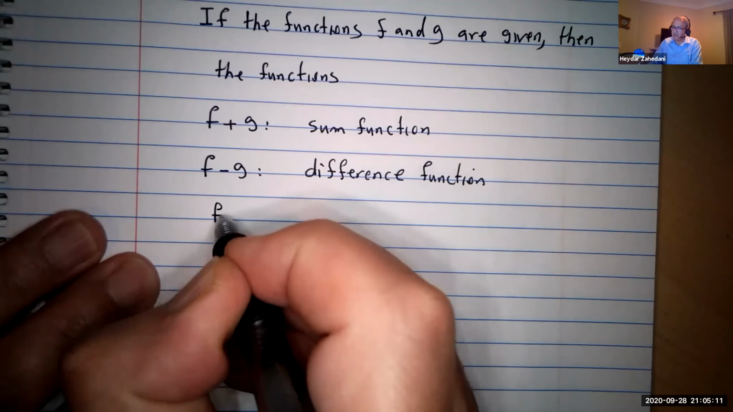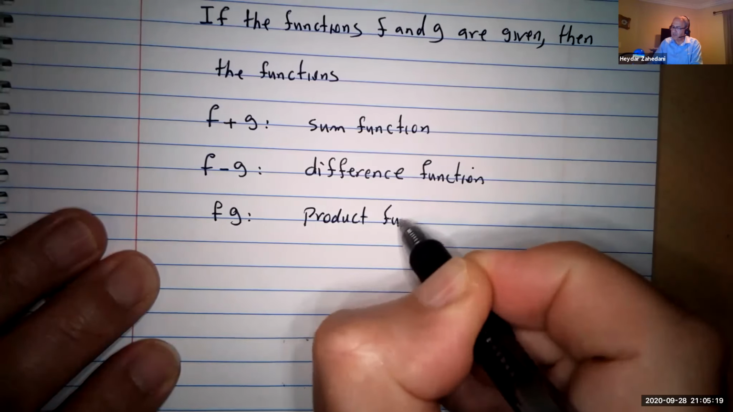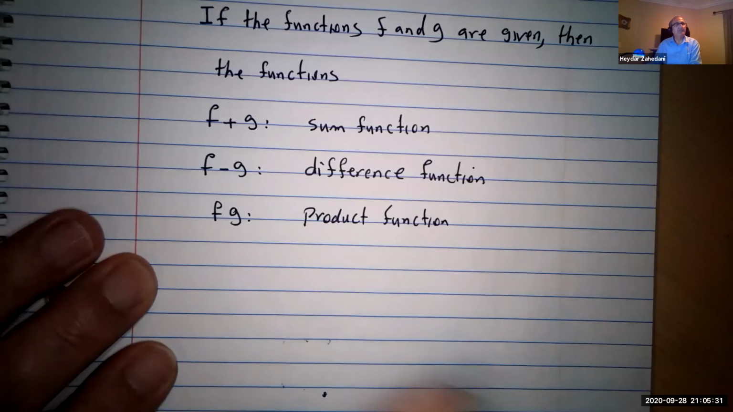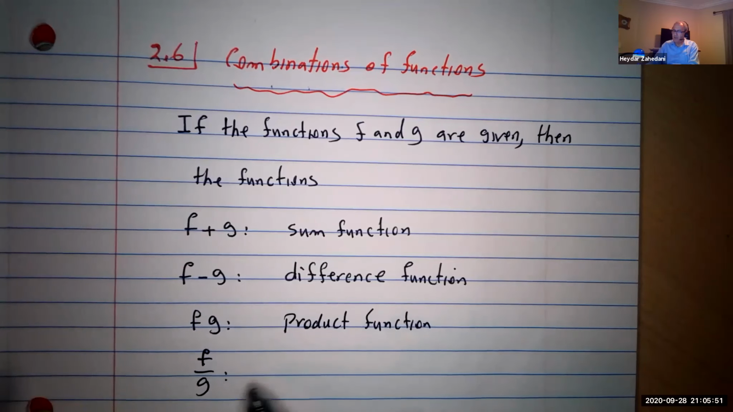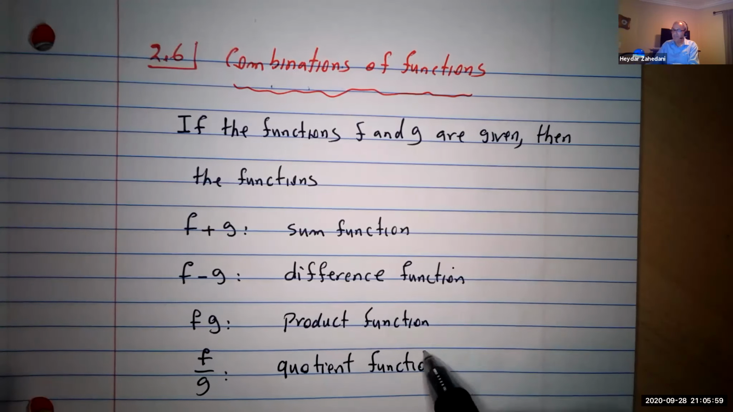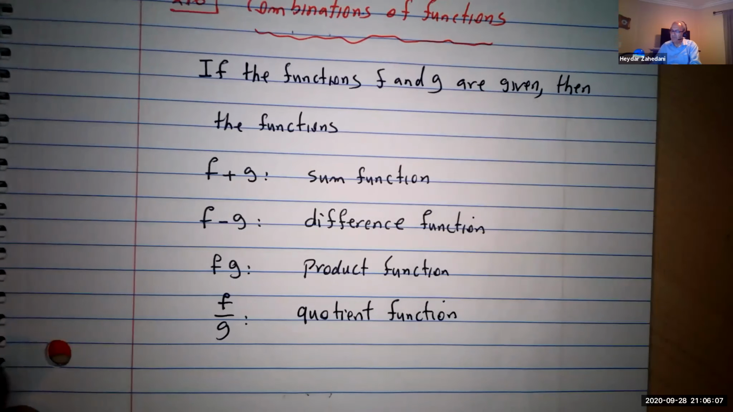Then we have the product function, f times g. Product function. That's going to be the product function. Combination of functions, two functions f and g given to you. So f plus g, the sum function, f minus g, difference, f times g, product, and then we have f over g, the quotient function. These are going to be defined. We say we define them pointwise. Pointwise means we just add them together. Okay, these functions are defined.